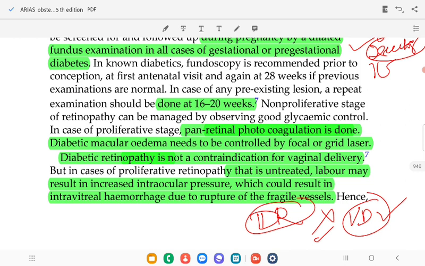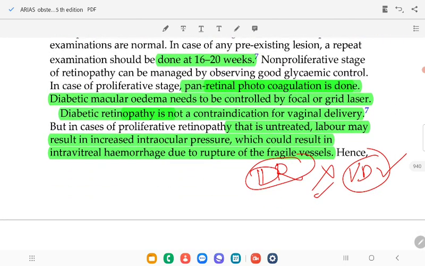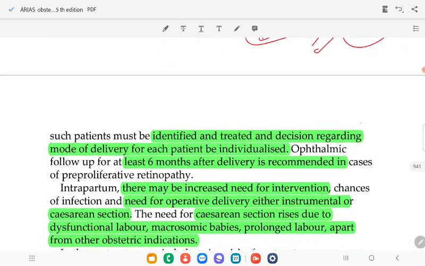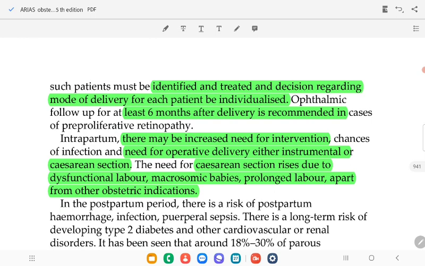But in case of untreated proliferative retinopathy, labor may result in increased intraocular pressure that will result in intravitreal hemorrhage due to rupture of the fragile vessels. Hence, such patients should be identified and treated, and the decision regarding mode of delivery should be individualized for each patient. Ophthalmic follow-up for at least 6 months after delivery is recommended in case of proliferative retinopathy.